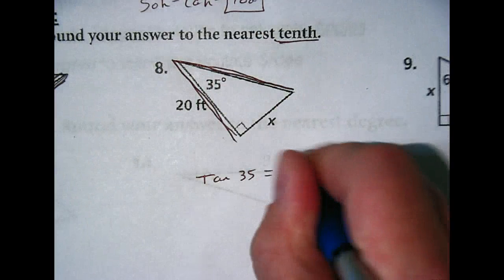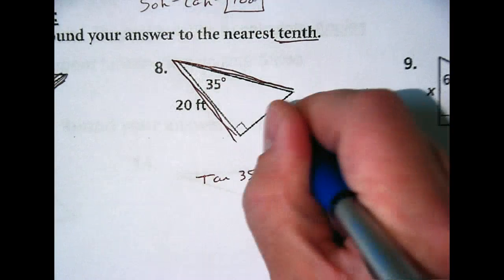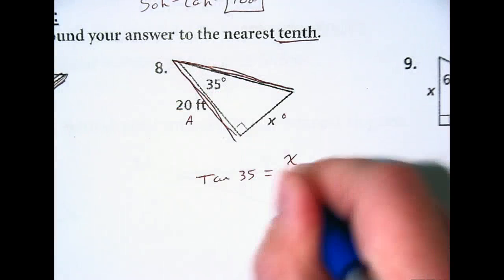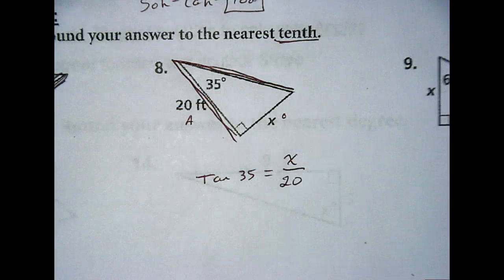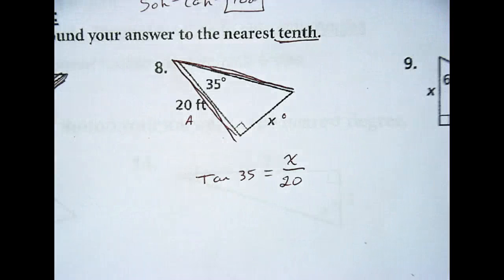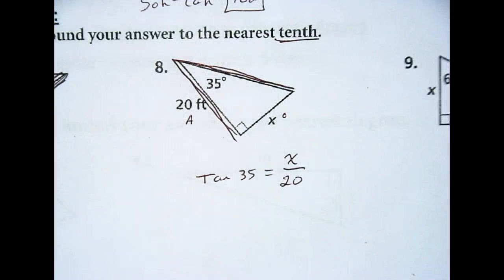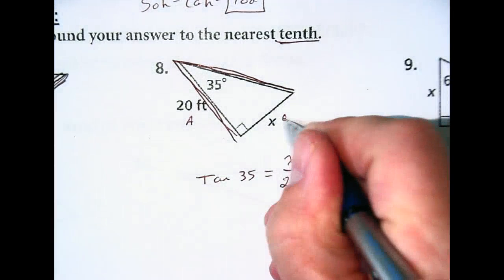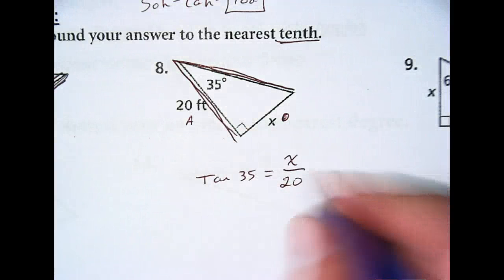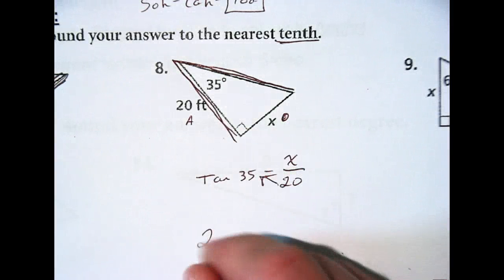Figure it out. I got 18.1. 5.31. I got about 14. Okay, how many got that for number 8? You guys are flying through this stuff. Okay, so I'm just labeling opposite with an O, adjacent with an A. Cross multiply, we get 20 tan 35.